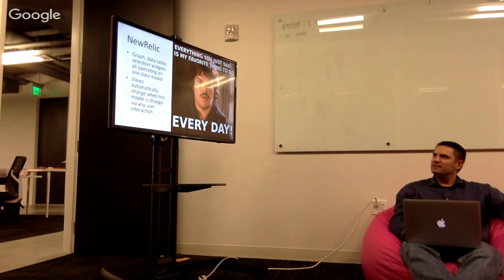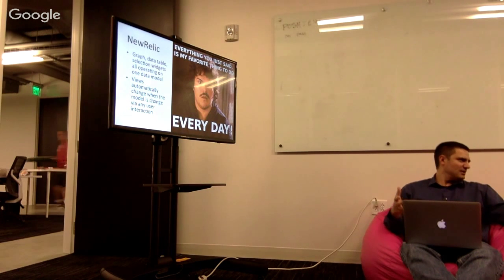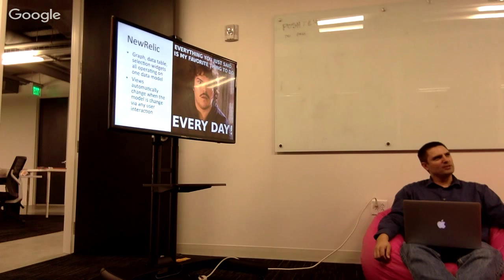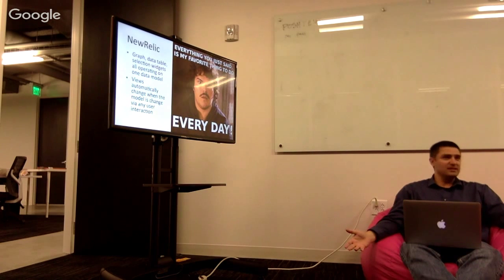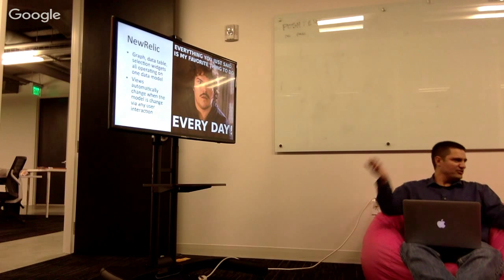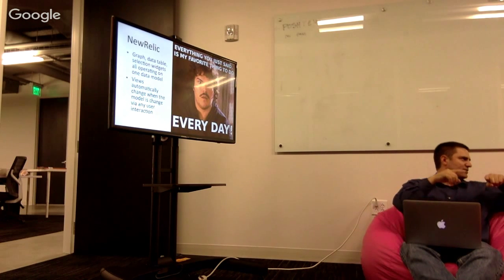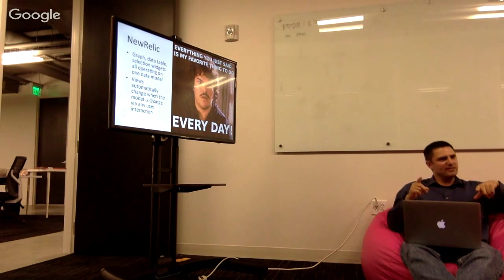So this New Relic example, I brought that up. They have the graph, data table, and selection widgets, all operating on one data model. And when you click a button, like if instead of showing the last 30 minutes of data on my site performance, I change it to an hour, I don't have to have code that goes in and changes every part of the screen that might be affected by that.